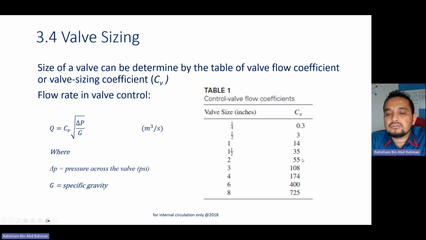So you need to choose any values based on CV, valve coefficients here. If the value lies between two values, we need to choose the larger one. That means if the CV is 90, we need to use 3, because this one is 108 and 90 is below 108. So that is how you are going to choose the valve size.